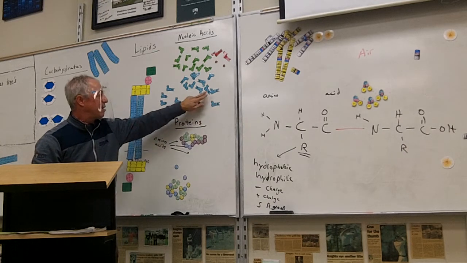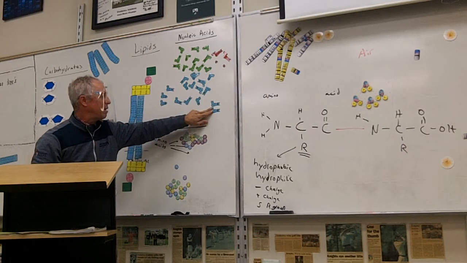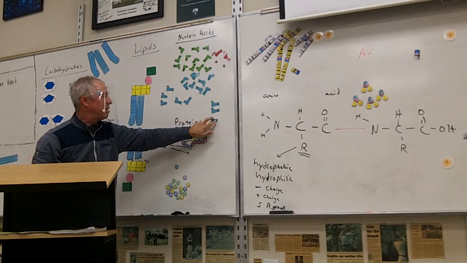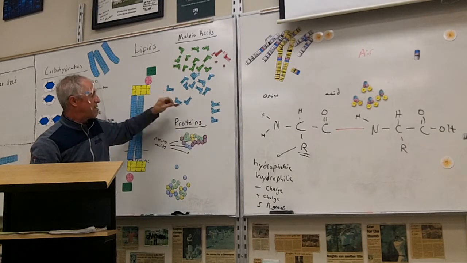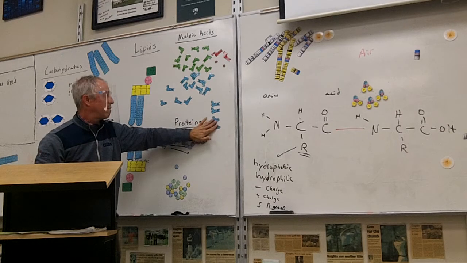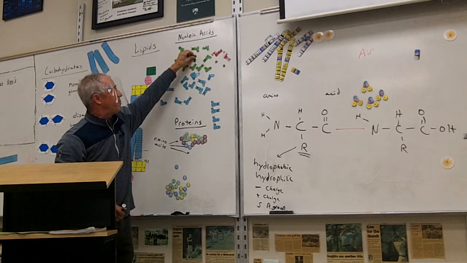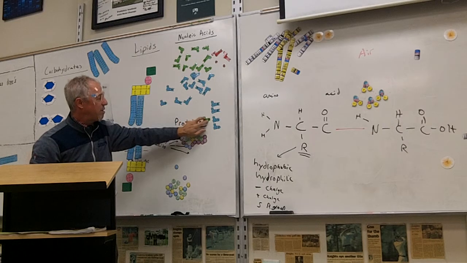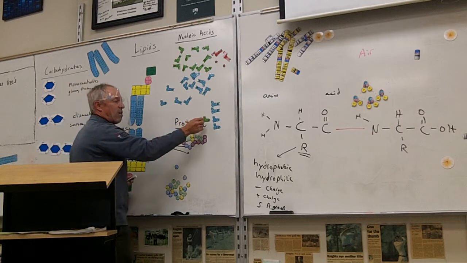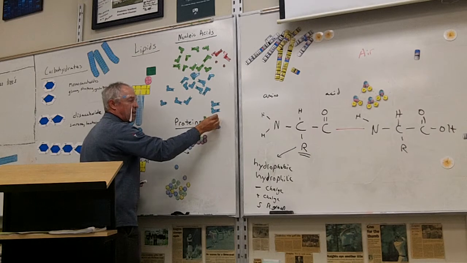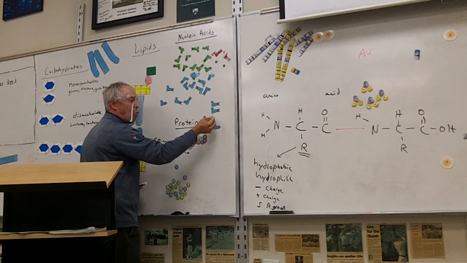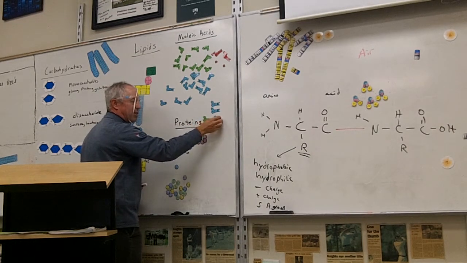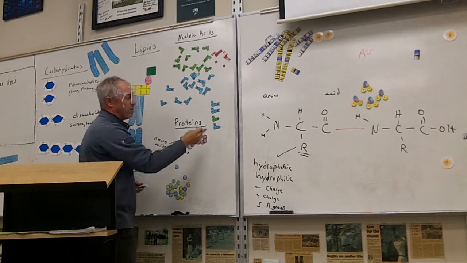Adenine, guanine, thymine, and cytosine. Now, RNA has uracil instead of thymine. The green is RNA. RNA doesn't have thymine. RNA has uracil. There's like 1 atom that's different between these 2, but it's enough to change the molecule.